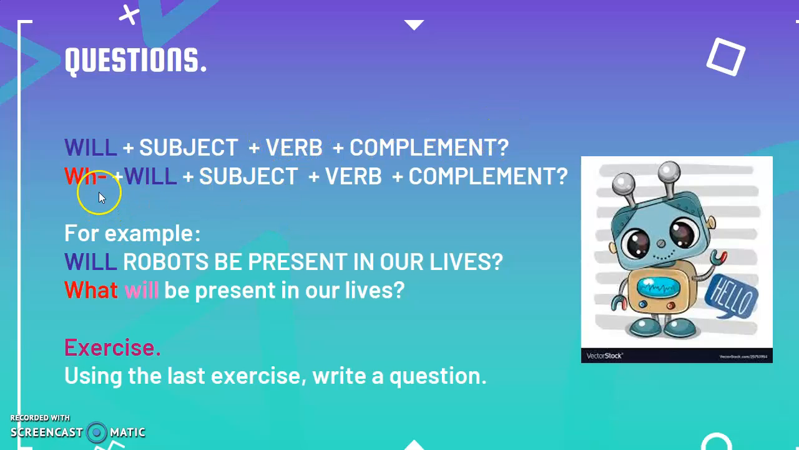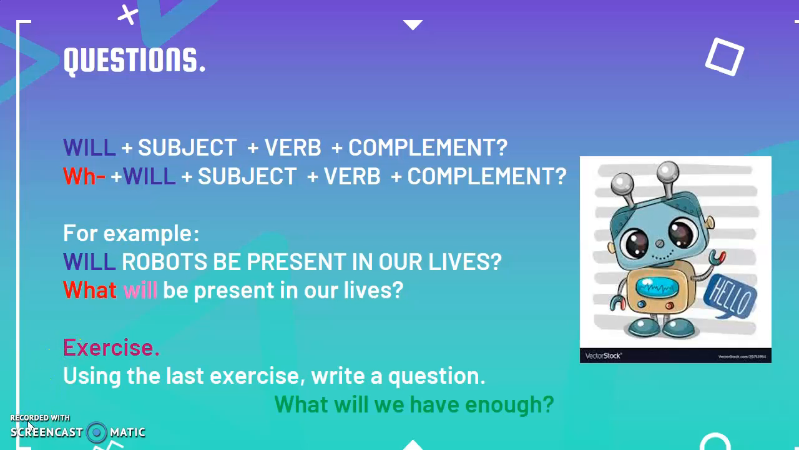If it's a WH question, we are going to start with it, then we are going to use will, then the subject, then the verb, the complement, and our question mark. So for example, will robots be present in our lives? What will be present in our lives? So let's do an exercise using the previous example. Please make a question with it. If you have got something like what will we have enough, then you have a right question.